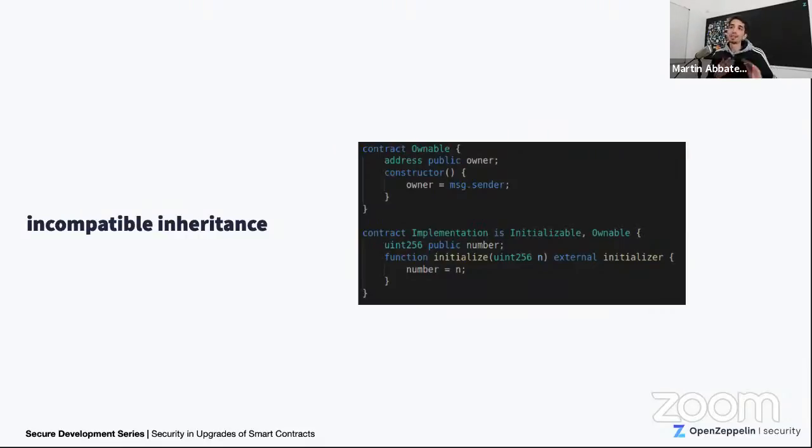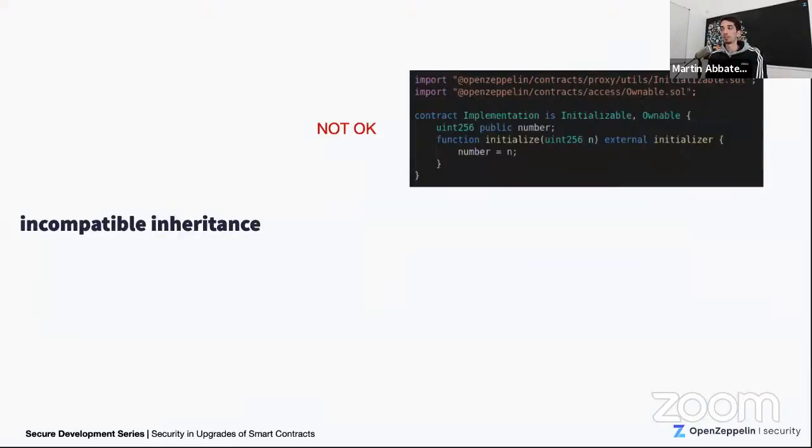And you might say, well, this is too obvious at first sight, but let's say that you instead do this, which is not okay as well. Let's say that now you are using the ownable contract from OpenZeppelin contracts in your upgradability pattern.